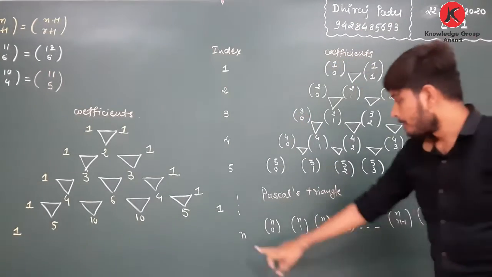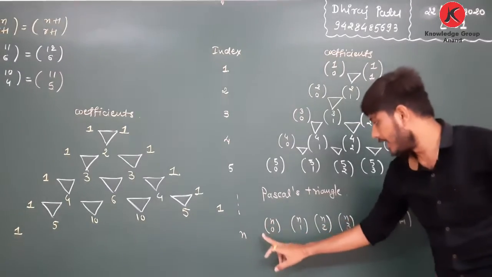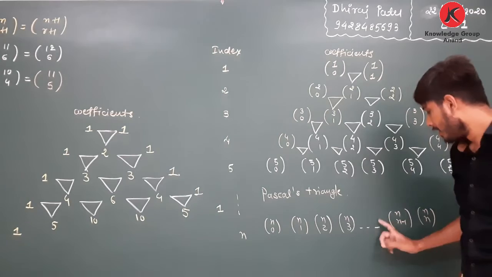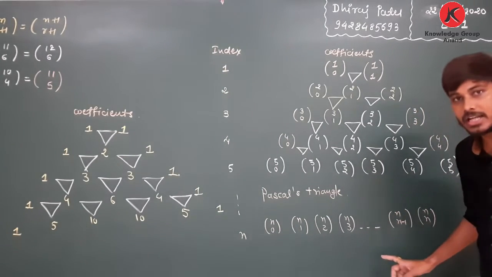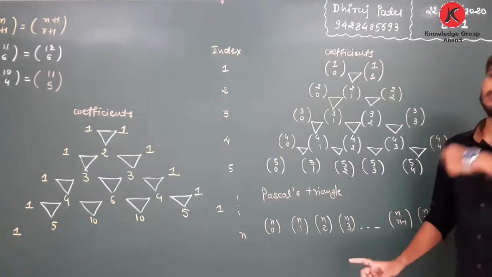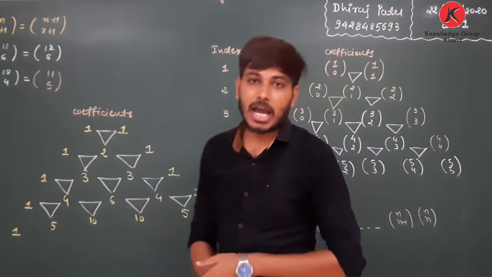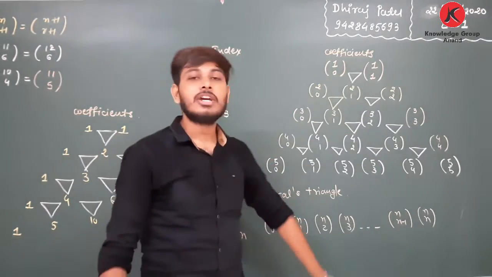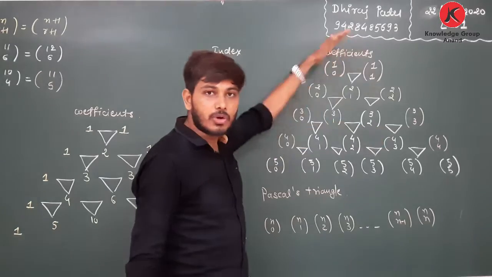Okay, for a plus b raised to 11, we can write directly 11c0, 11c1, 11c2, 11c3, 11c4, 11c5, 11c6, 11c7, 11c8, 11c9, 11c10, and the last one 11c11. Okay, total 12 coefficients are ready here. By use of this logic, we don't have to derive the upper coefficients.